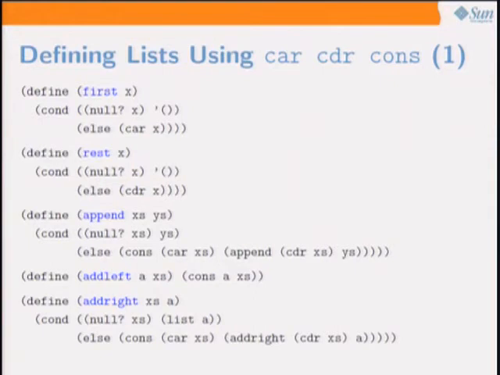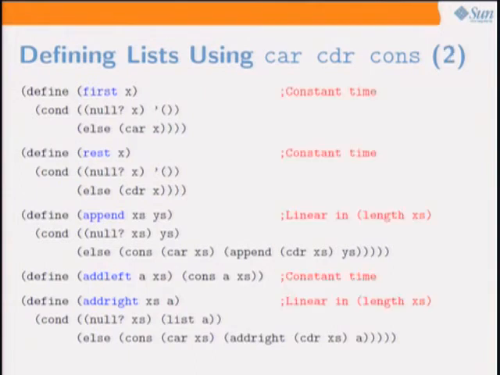Okay, so this first slide should be completely familiar to you. This is defining first, rest, append, add left, and add right in terms of car, cdr, cons. And this is an elementary exercise. And the thing I just want to point out here is that first and rest can be defined in constant time in terms of car and cdr.